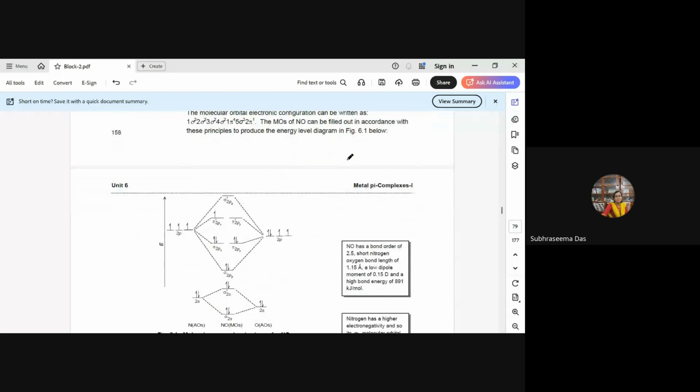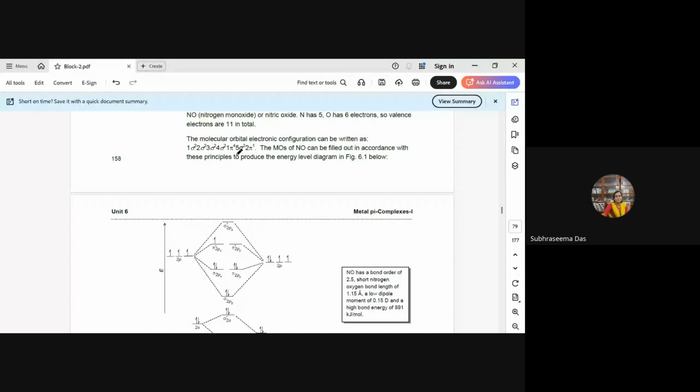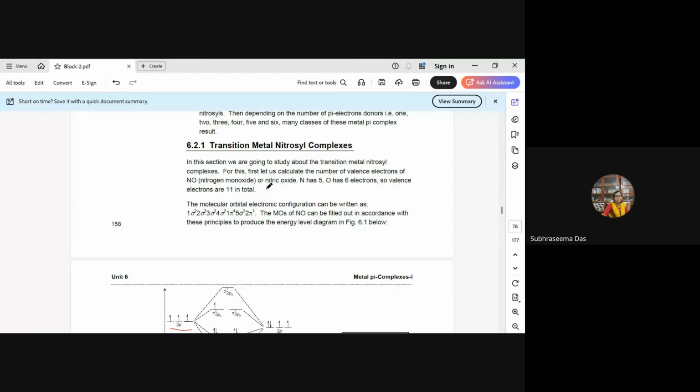Now we will look into the molecular orbital configuration. Here: 1σ2, 2σ2, 3σ2, 4σ2, 1π4, 5σ2, 2π1. The MO diagram for NO has been shown here. This is the 2p3 of nitrogen and this is the 2p4 of oxygen, and this is how the overall representation of the molecular energy configuration is shown.